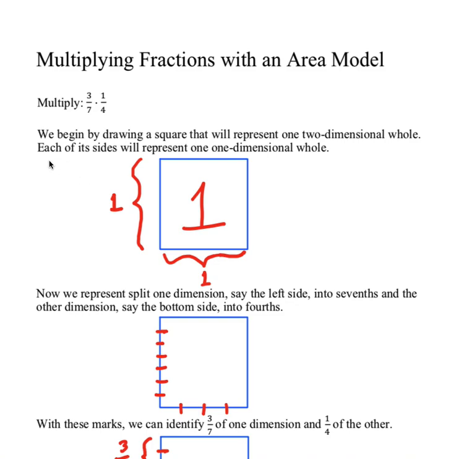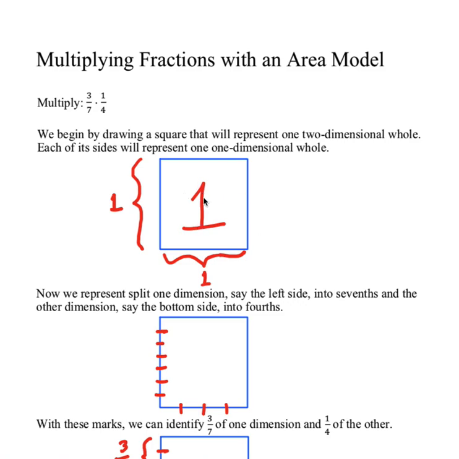So the first thing we need to do is draw a unit square, and what that means is you want a square, which is a two-dimensional object with the length and width the same size, and you want it to be a unit square, so that means you want the sides to be 1 unit long each. So we have 1 unit for one dimension, 1 unit for the other dimension, and that means our two-dimensional object is 1 square unit, or 1 unit square.